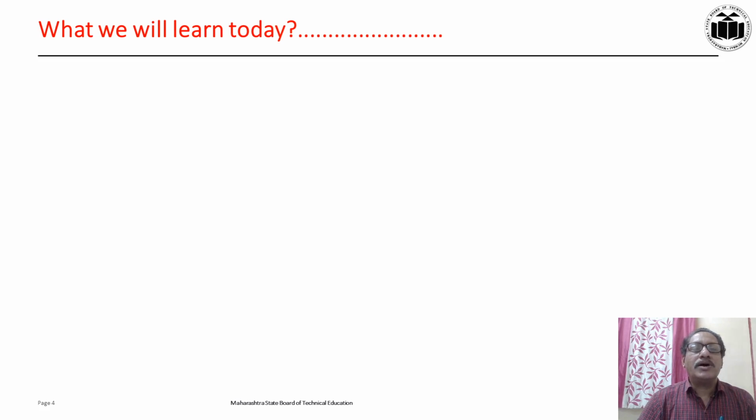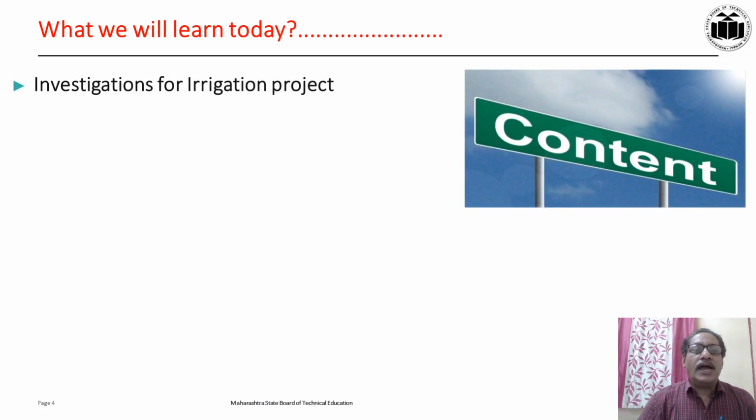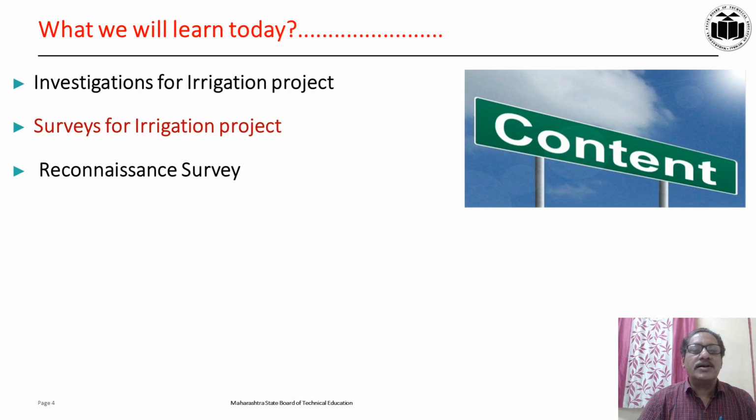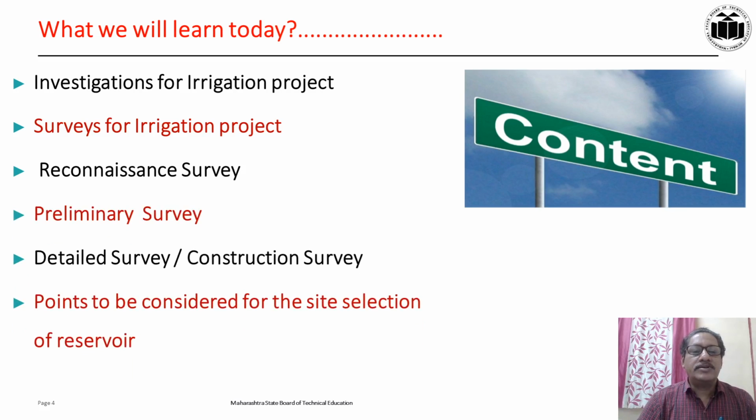So what we are going to learn today is investigations for irrigation project, surveys for irrigation project. Under this: reconnaissance survey, preliminary survey, detailed survey, and various points to be considered for the site selection of the reservoir.